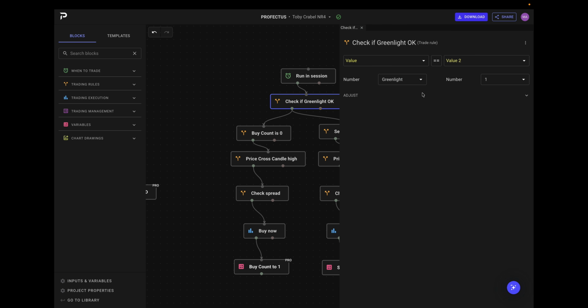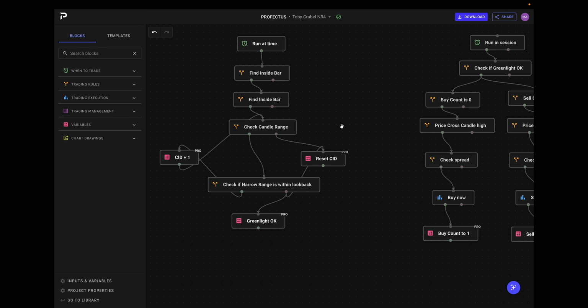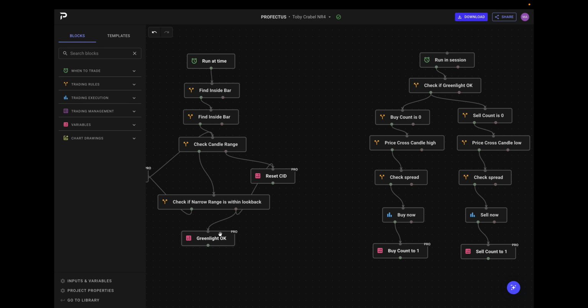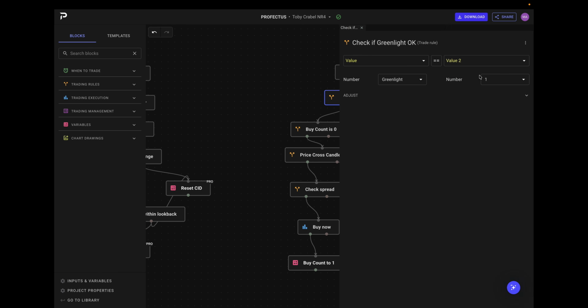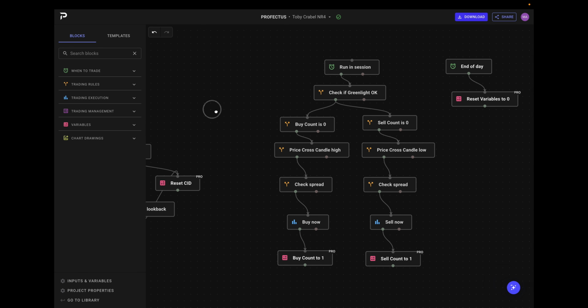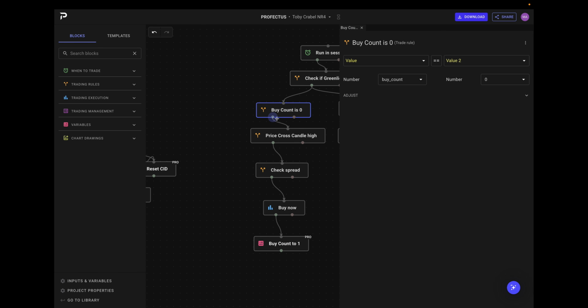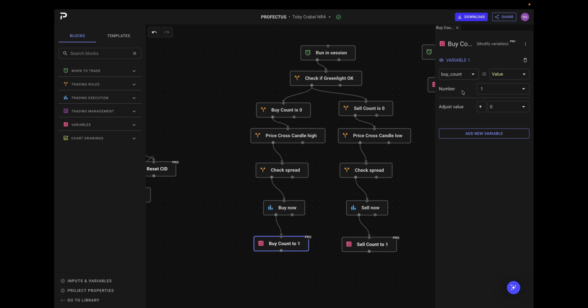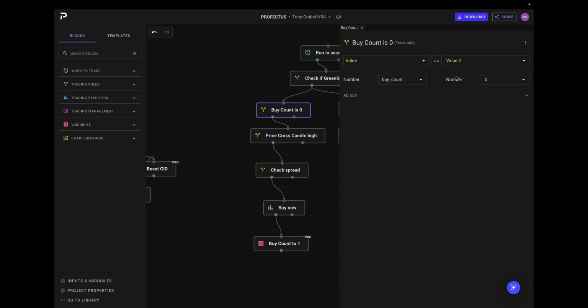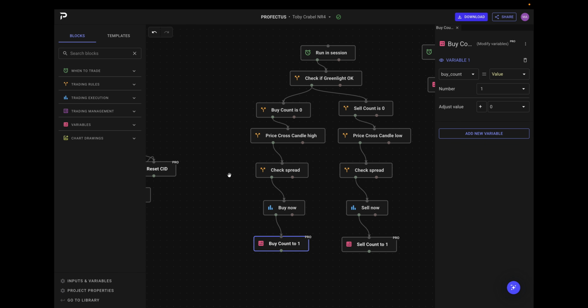Then we check if we have green lights. So yesterday was an inside bar and also the smallest inside bar. If that is all correct, we have green lights, correct? Green lights is 1. We use that number here to activate this tree. And buy count is 0, so we didn't have a trade yet. After a buy, you can see here, there's buy count to 1. And we change the 0, which is a variable, to 1.